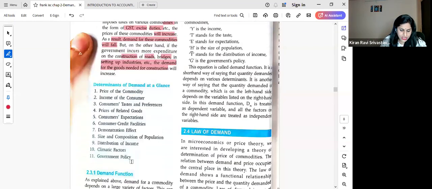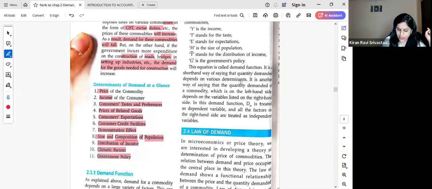So now let's just give a quick recap of what are the various determinants of demand. So we have 10 determinants of demand. Price of the commodity, income of the consumer, consumers' tastes and preferences, prices of related goods, consumers' expectations, consumers' credit facilities, demonstration effect, size and composition of population, distribution of income, climatic factors, and government policy. Now let's revise. Price of the commodity.